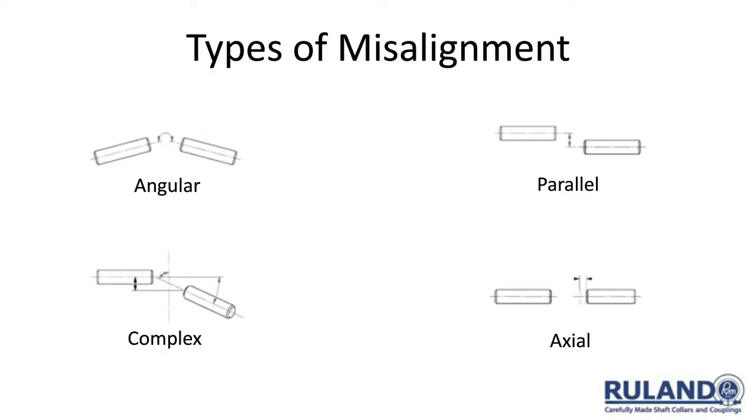Complex misalignment, bottom left. This is a combination of angular and parallel. And again, identifying the amount of misalignment in that complex misalignment application can lead you to choose the right coupling that's going to have the right amount of angular and the right amount of parallel to accommodate that complex misalignment that you need to address.